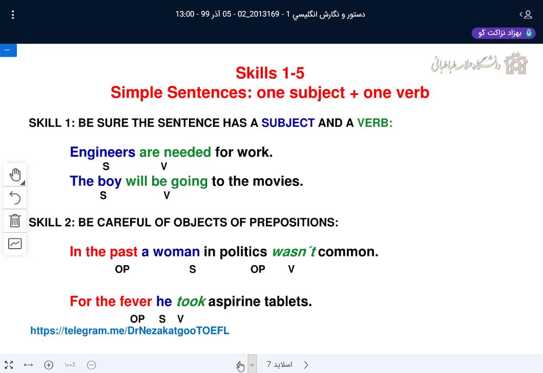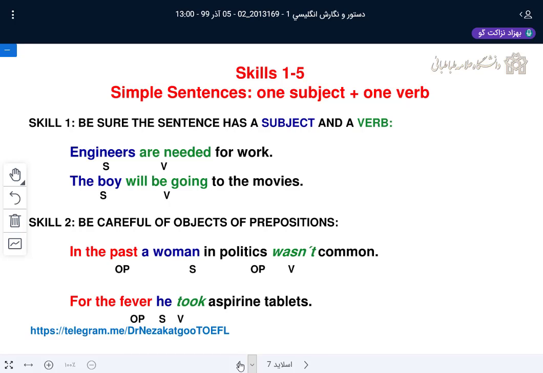Well, read the last one. For the fever, he took aspirin tablets. For the fever, he took aspirin tablets. So for is a preposition, the is a noun marker, fever is a noun, but this noun is not the subject. It is the object of the preposition. Preposition plus the object of the preposition in initial position is an adverb. Why? This is the adverb of purpose.